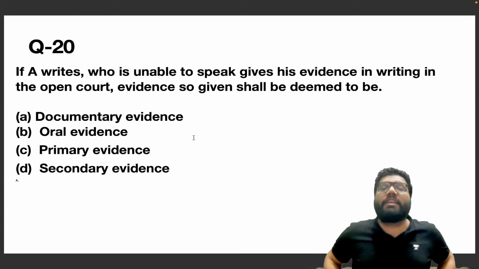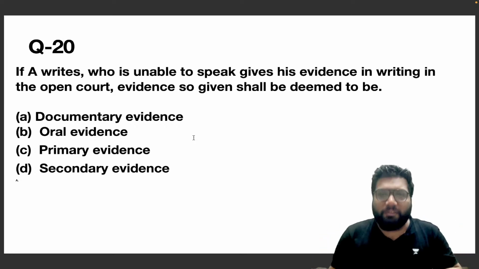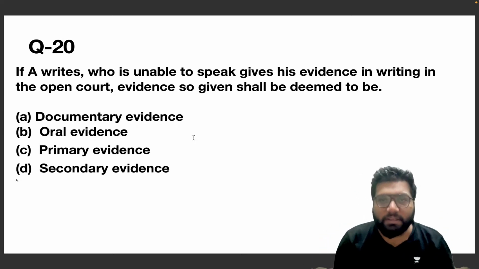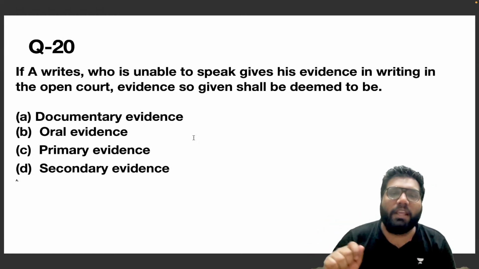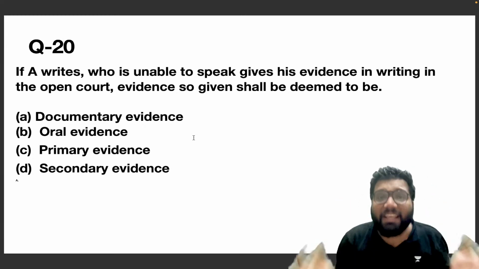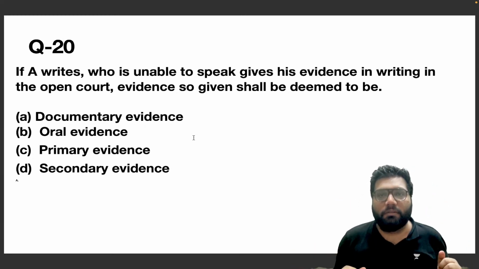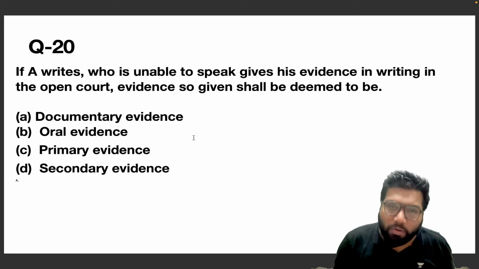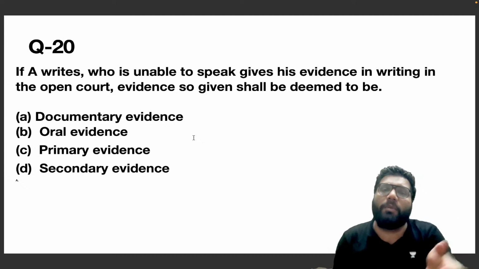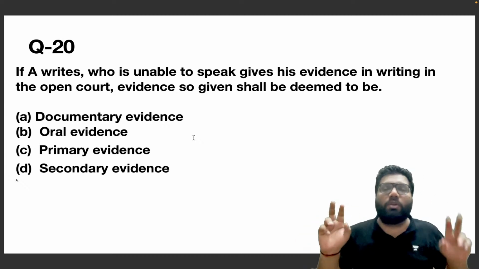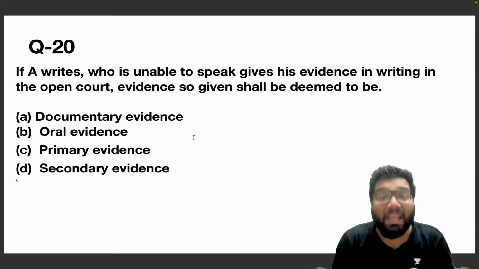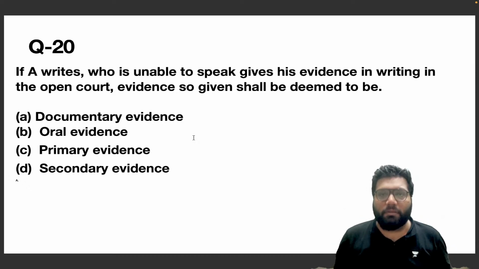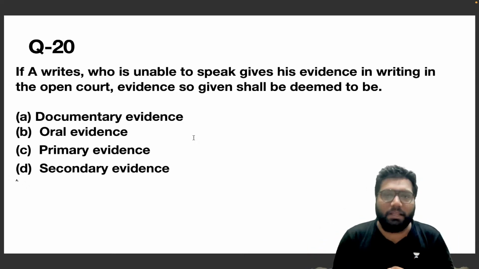Okay, now listen carefully, students. If we are going to treat that as a documentary evidence, then the person who is not able to speak can never give oral evidence. Reason number one: if you are saying, sir, we are going to treat that evidence as documentary evidence, it means that particular person who is not able to speak can never give oral evidence because of his physical inabilities.